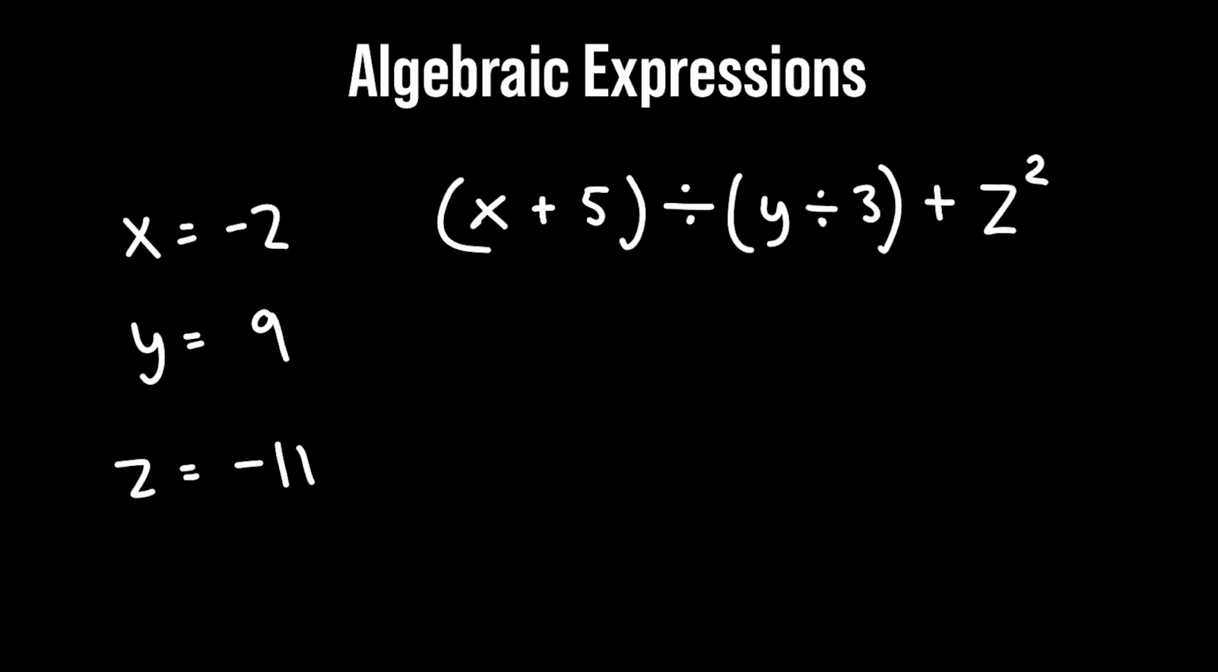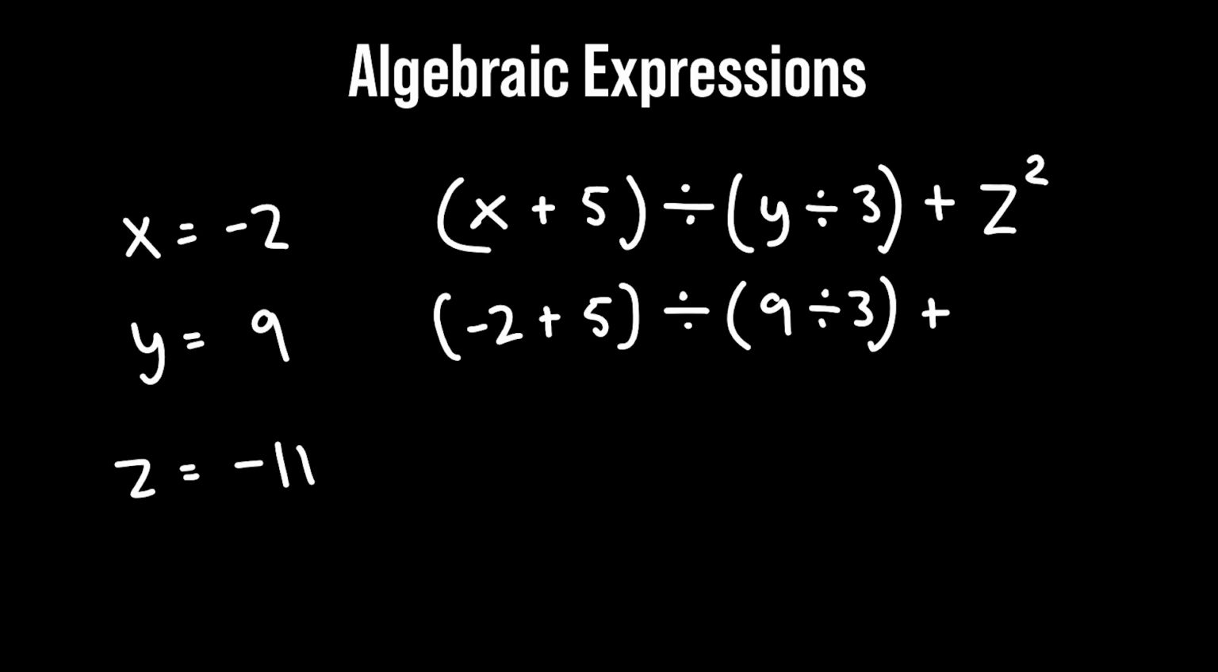All right, let's try this final equation here. x plus 5 divided by y divided by 3 plus z squared. Okay, looks pretty complicated. So let's plug in our values first. X equals negative 2, so we plug in negative 2 plus 5 divided by our y value, which is 9. So let's replace it: 9 divided by 3 plus z squared. Z is negative 11.